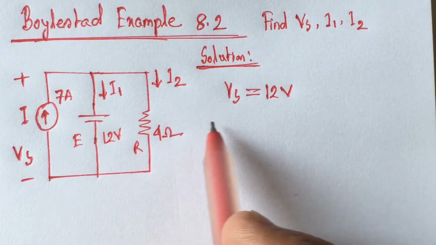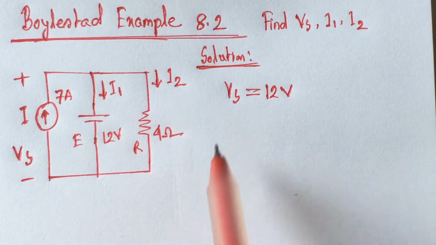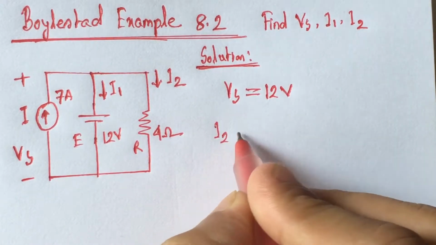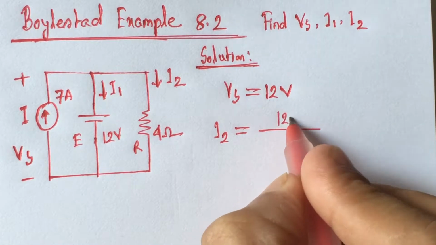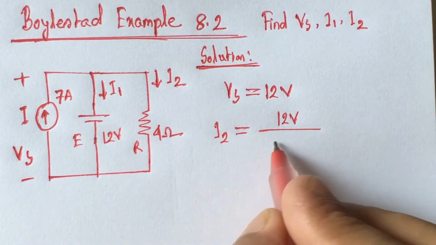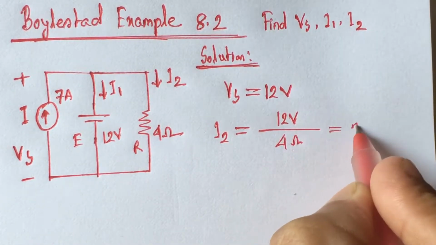So by using Ohm's law we can get I2 is equal to the voltage 12 volt divided by this resistance 4 ohm. So this is 3 ampere.